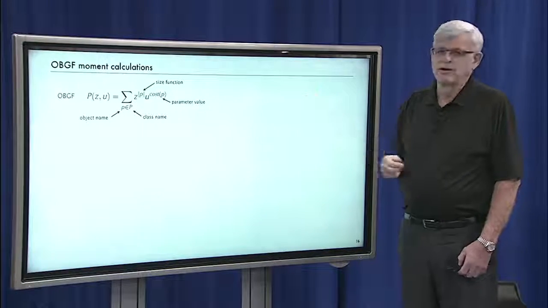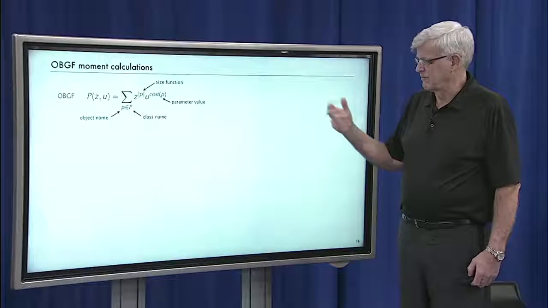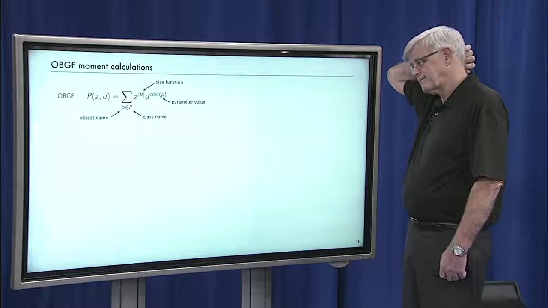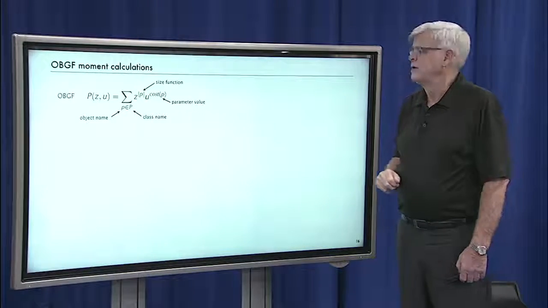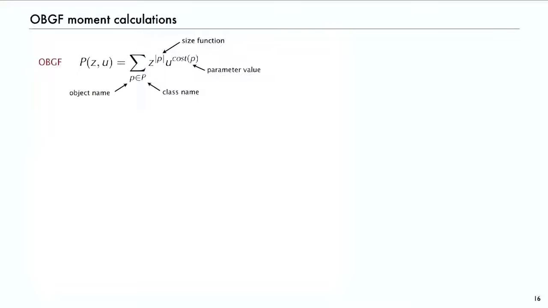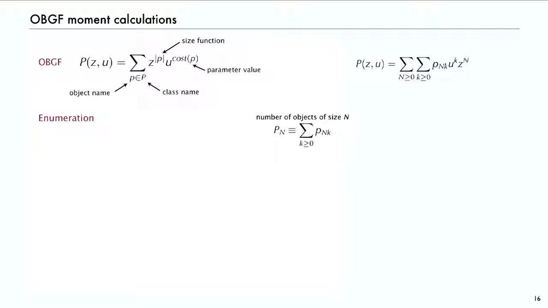So we start off with the ordinary bivariate generating function that we defined for combinatorial classes with parameters. We sum over all objects in the class, z to the size of the object, u to the cost. And we have our elementary identity that I'll write over on the right. I'll write more classic probability expressions just for reference and for checking the kind of generating function manipulations that we'll be doing. So the first thing is enumeration.